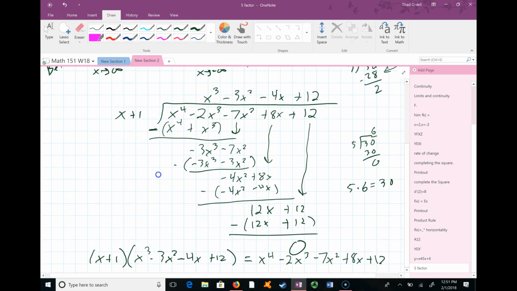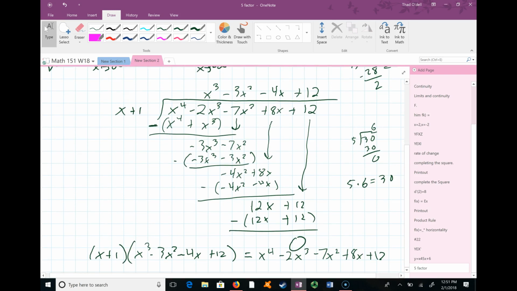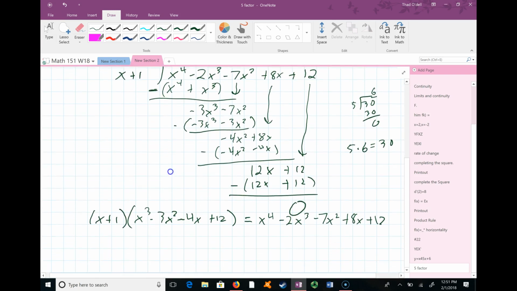I'm going to take the coefficients of this fourth degree polynomial, and I'm going to write them right here. So that'd be 1, -2, -7, 8, and 12.